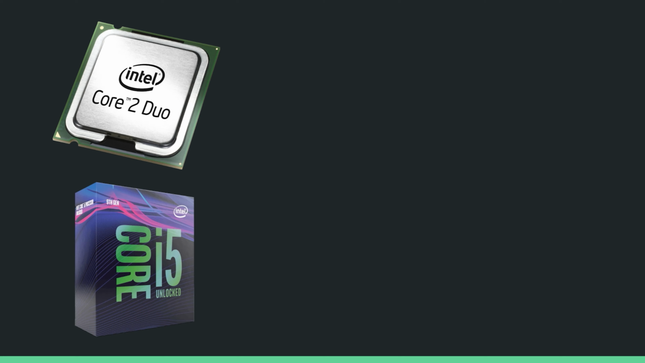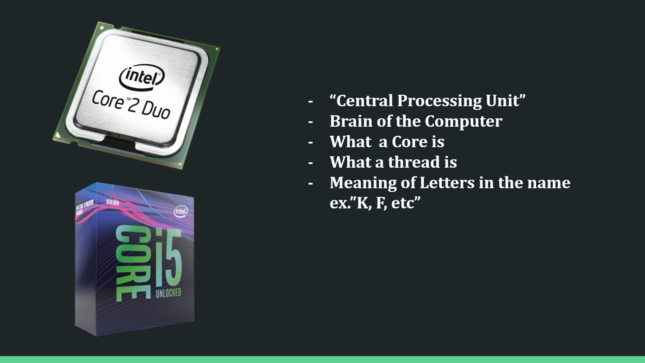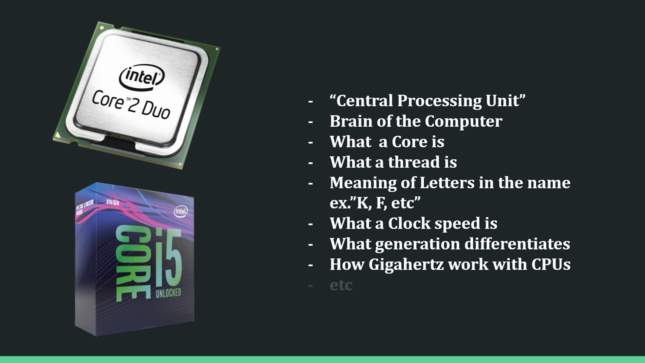I started off learning about CPUs, which is called the Central Processing Unit. It's like the brain of the computer. I learned about what a CPU core is, what a thread is, what the letters at the end of the name mean, what clock speed is, and the list goes on and on. Linus Tech Tips covers basically every part about a CPU in great detail in an easy to understand way, so it was only a matter of taking the time to learn.